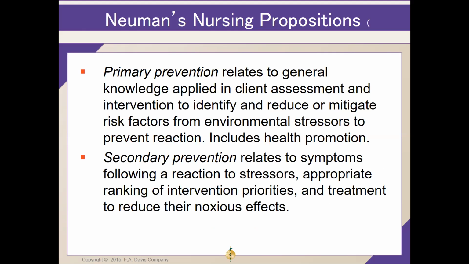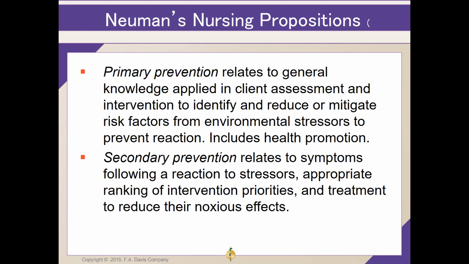Now we get to her 3 levels of prevention. Primary prevention is general knowledge. These are all typically health promotion terms, both primary, secondary, and tertiary. If you think of a person with hypertension or the general population, the message is exercise, prevent weight gain, and eat a low-salt diet, and we can prevent hypertension.